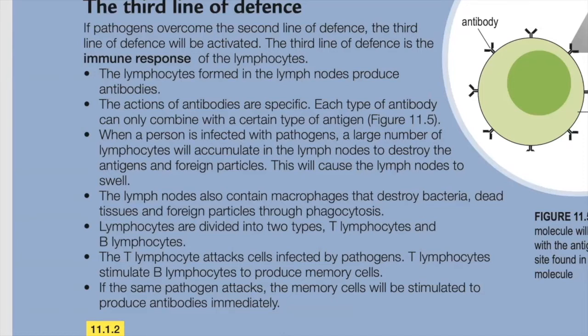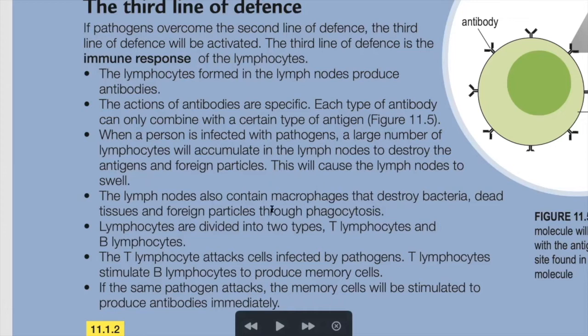Boleh faham maksud cikgu? Okay, so when a person is infected with pathogen, a large number of lymphocytes will accumulate in a lymph node to destroy antigen and foreign substance, and this will cause the lymph node to swell. Yang biji-biji tadi tu, bila awak kena infected dengan pathogen, kawasan tu dia akan membengkak. Sebab apa? More lymphocyte will accumulate. Accumulate tu maksudnya dia berkumpul banyak dekat situ. Untuk apa? Untuk menghasilkan lebih banyak antibody.